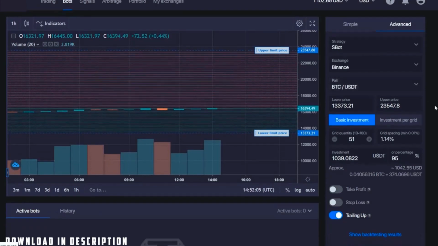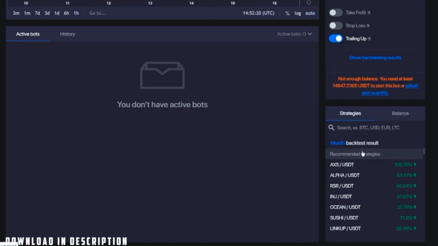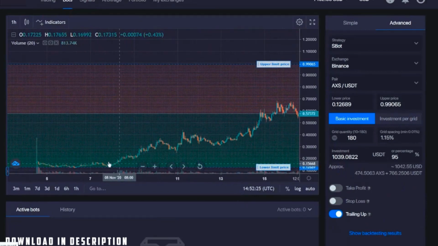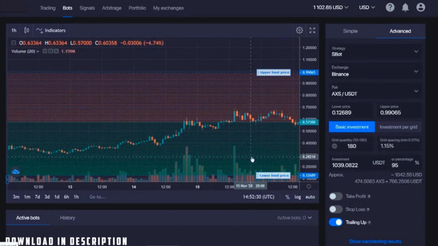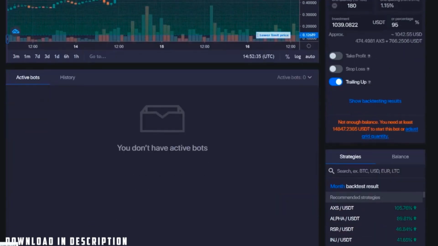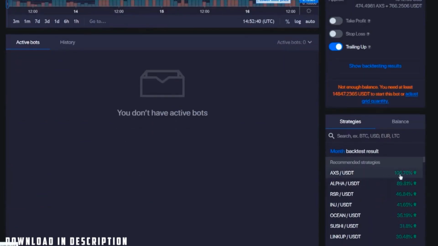You could look down here, we could see the previous month back-tested results for a USDT pair. The last month for AXS to USDT has brought in 100% returns. So we can have a look at that. It doesn't mean that it'll happen again, but this is what it means when there's a highly volatile asset. The bots enjoy the volatility. It doesn't matter if it's going up or down, they enjoy that volatility. This has been a highly volatile asset, which is why it's brought in so much.